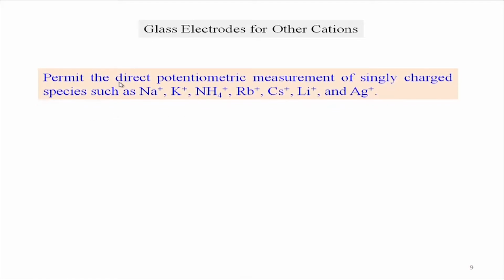hydrogen ions. So, as I told you, you can determine the corresponding concentration of your calcium as well as the corresponding concentration for your nitrate, but a similar type of arrangement which is valid for hydrogen ion can also be available for direct potentiometric measurement of singly charged species, such as your sodium ion, potassium ion, ammonium ion, rubidium ion, cesium ion, lithium ion and silver ion. So, the very basic concept or idea will be utilized for these ions' determination.